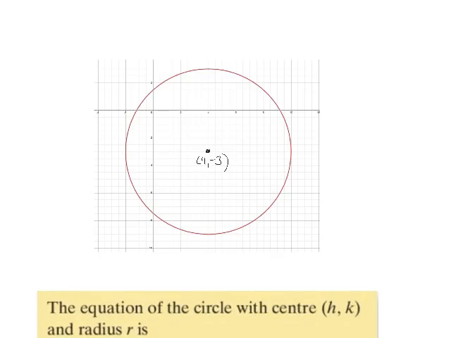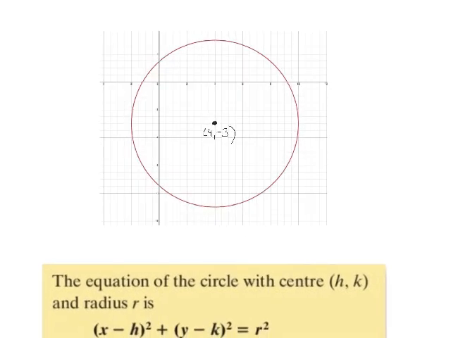So this is a video about circles where the center is not around 0, 0, but somewhere else. Here's an example of a circle with the center at 4, -3. So we can see here as well that the radius is 6, yeah? From 4 to 10 is 6.